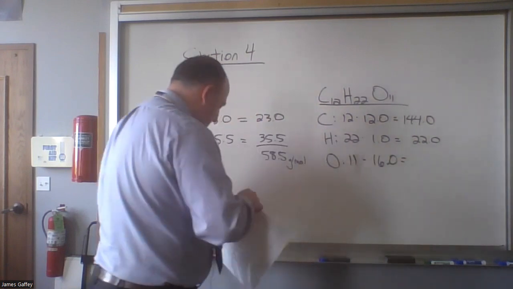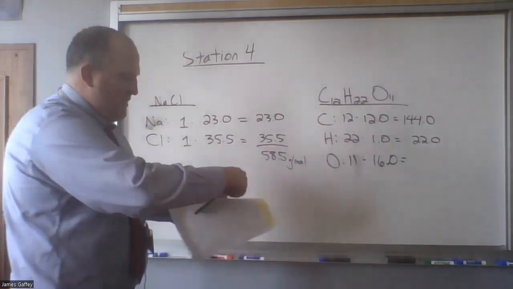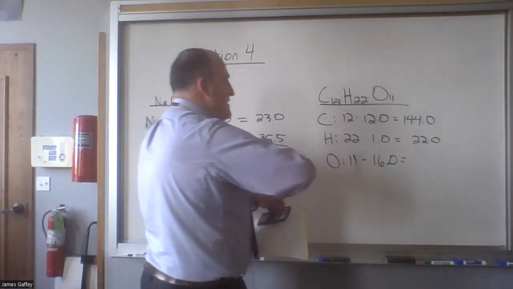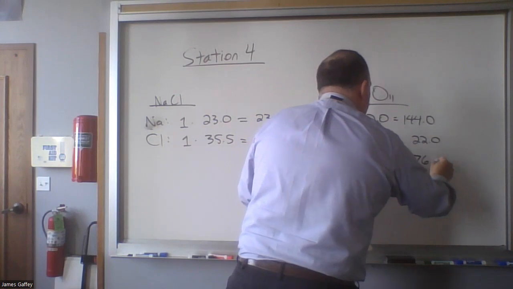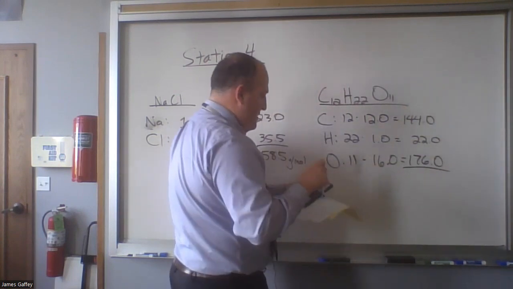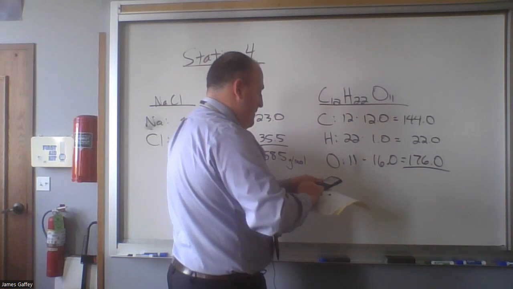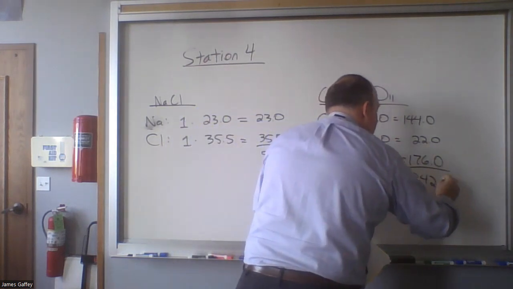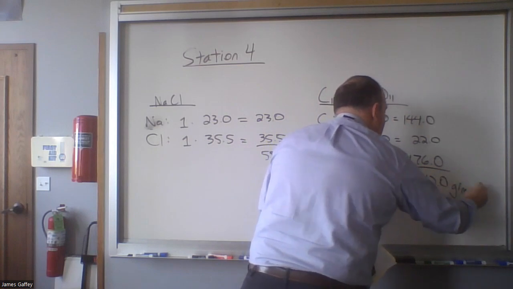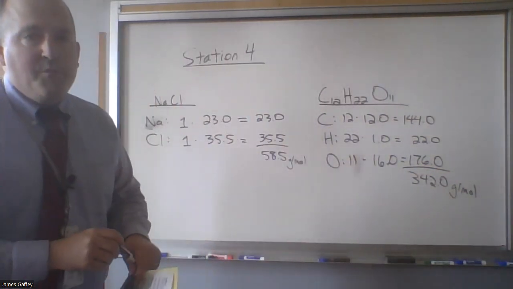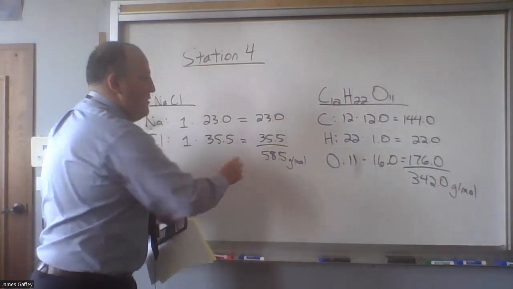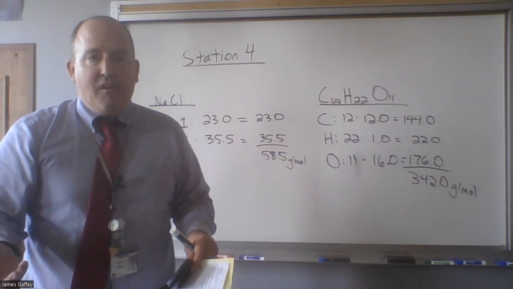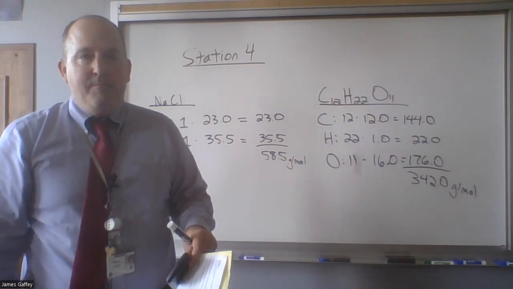Now that's a number I need to punch into my calculator. So 11 times 16 gives me 176. We'll add those three numbers together, and we get 342. That's a big compound. So 342 grams per mole as compared to a much, much smaller 58.5 grams per mole ought to be able to help us figure out which one's which in station 4.